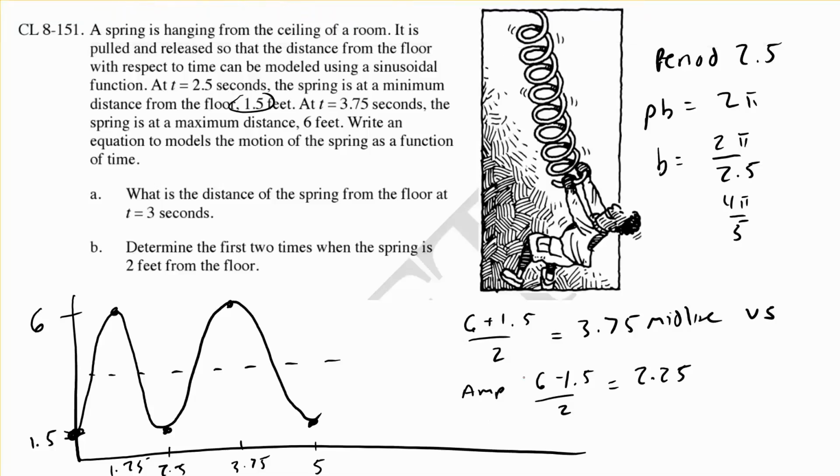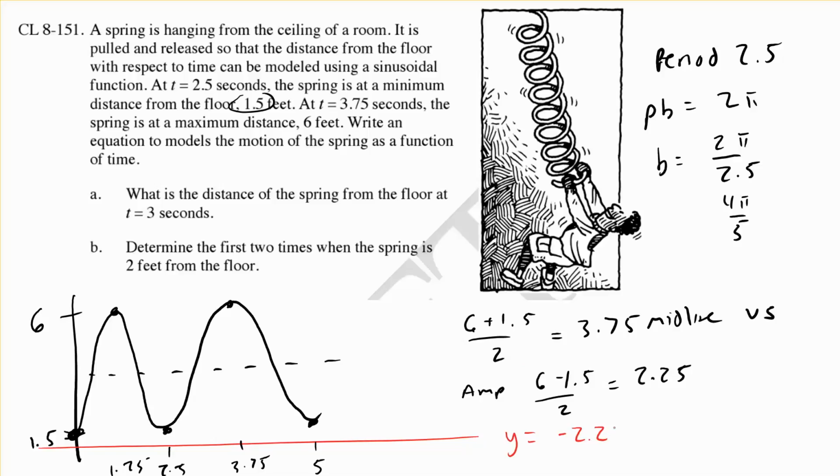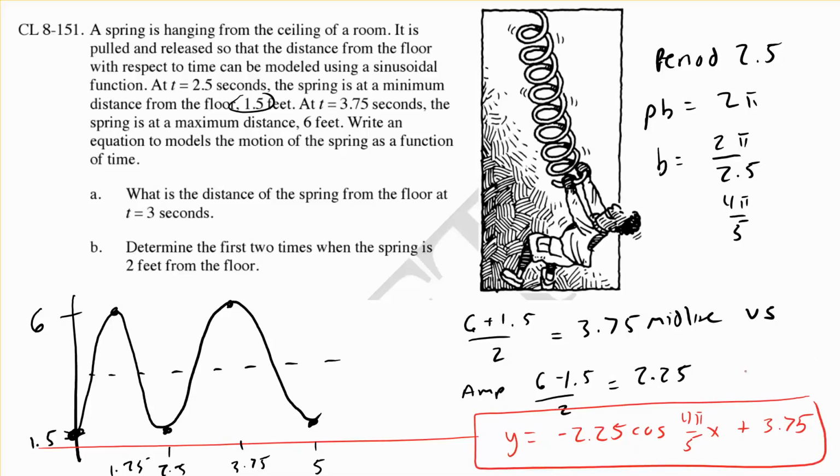So let's go here. Y equals amplitude of negative, well, amplitude is 2.25, but we're calling it a negative cosine, with a B value without a shift of 4 pi over 5x plus our 3.75 midline. Check on the calculator, but I think we're good.